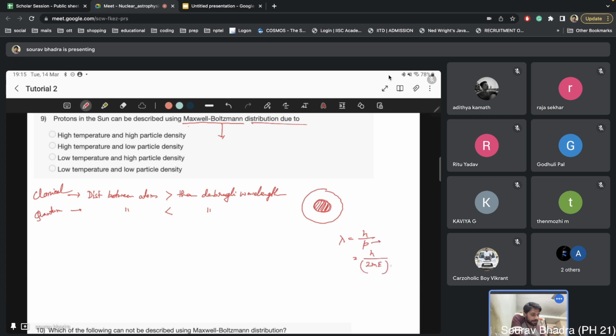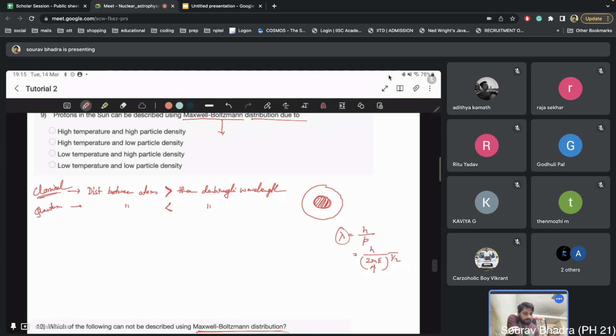So, h is the Planck constant, m is the mass. So, lambda is related to the mass of the particle. Okay. This is the famous de Broglie wavelength. Now, I will not go into the detailed calculation of how it has been done, but actually this classical limit is when the distance between two atoms, here the atoms meaning the atoms which are taking part in the fusion, is greater than the de Broglie wavelength, then that is the classical limit. That means the Maxwell-Boltzmann distribution holds.